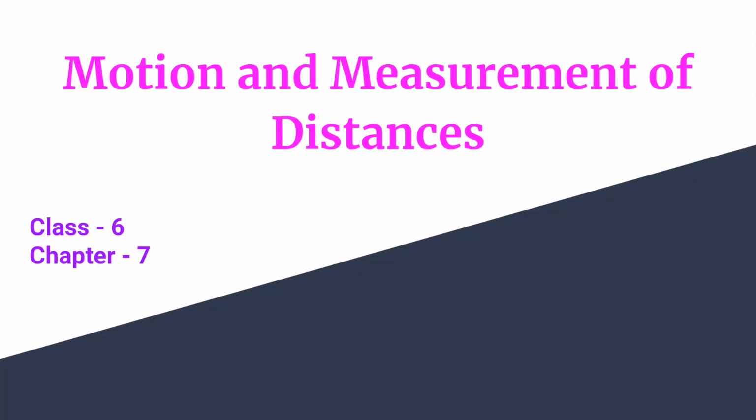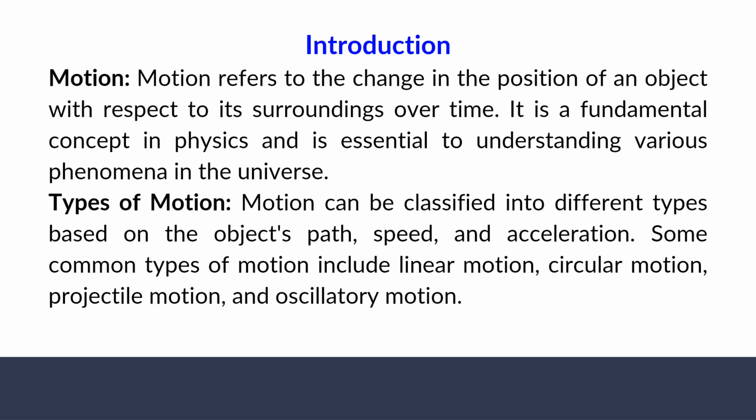Chapter 7. Motion and Measurement of Distances. Introduction. Motion. Motion refers to the change in the position of an object with respect to its surroundings over time. It is a fundamental concept in physics and is essential to understanding various phenomena in the universe.